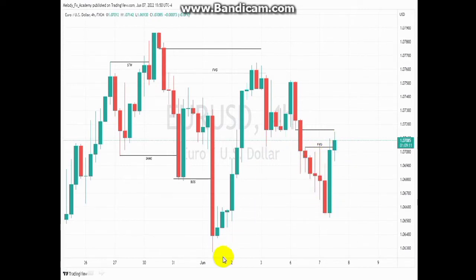So we had this move, right? Then we have this break of structure, and as a retracement, we had this move and we had price reach for this fair value gap. So this is what we're actually going to talk about. This happened today and this is what we're going to talk about.